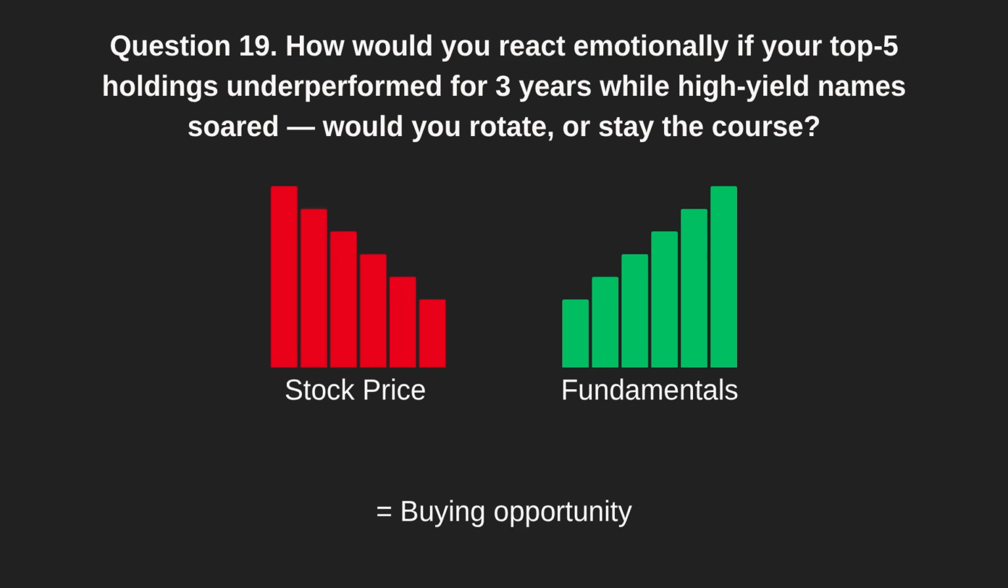Question 19. How will you react emotionally if your top 5 holdings underperform for 3 years while high yield names soared? Will you rotate or stay the course? I will stay the course. If the fundamentals of the company remain strong and the stock price falls, that creates a buying opportunity, buying within the margin of safety and continue holding. When it comes to my emotions, I stay well grounded and analyze the situation before making any movements. There's no need to panic.